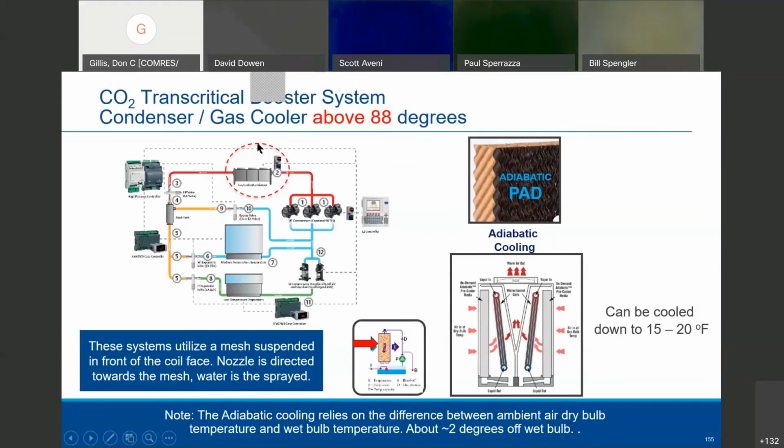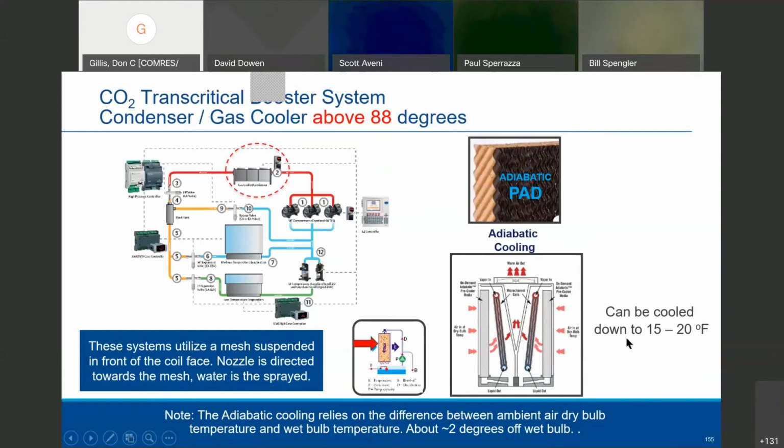We talked about earlier, when we're in subcritical, this is a condenser, okay? We can condense that refrigerant. When we're in transcritical, it's a gas cooler, okay? We're still removing heat, but we can't condense the refrigerant because now it's in supercritical fluid, okay? All right? So the idea of this is for this condenser to see a lower temperature.